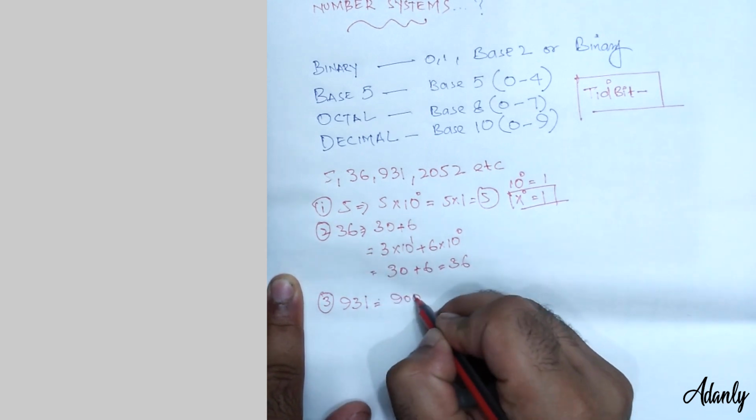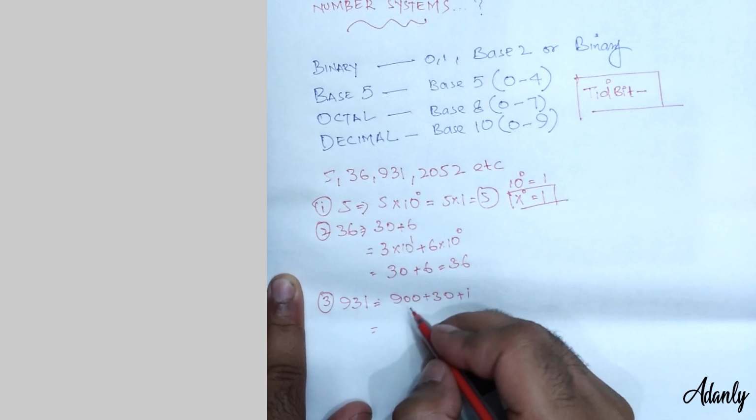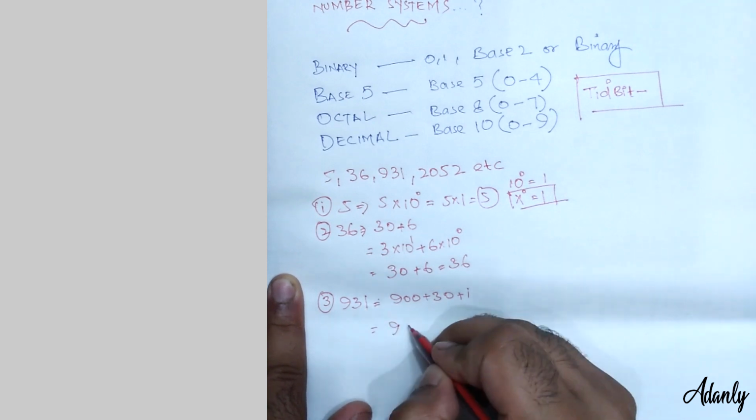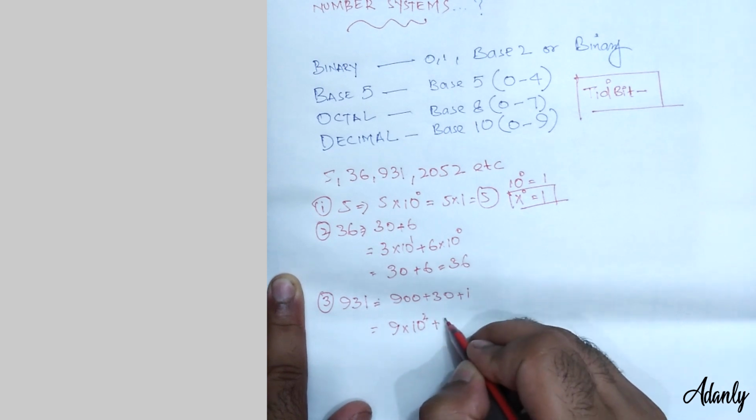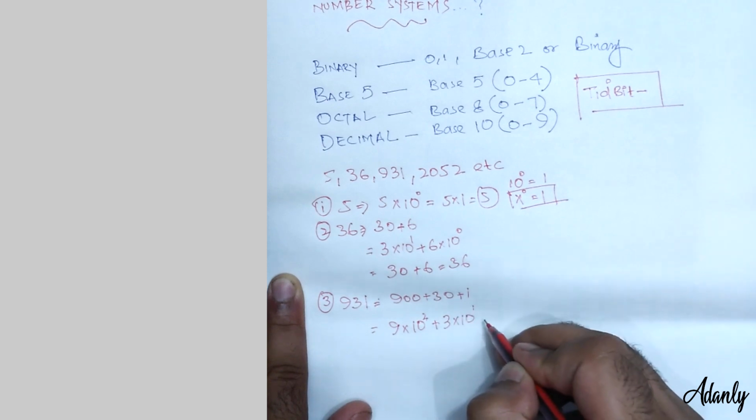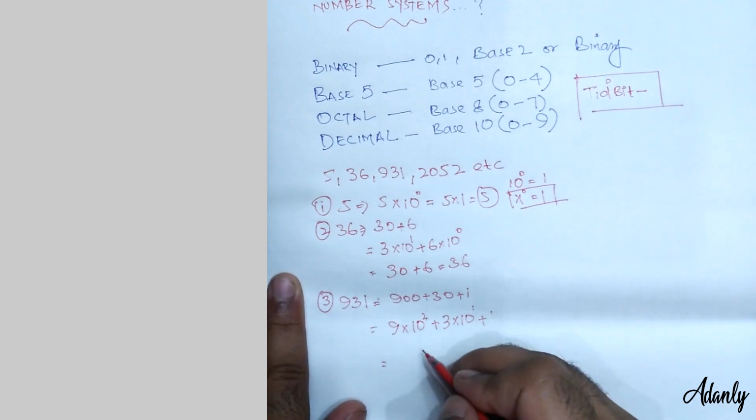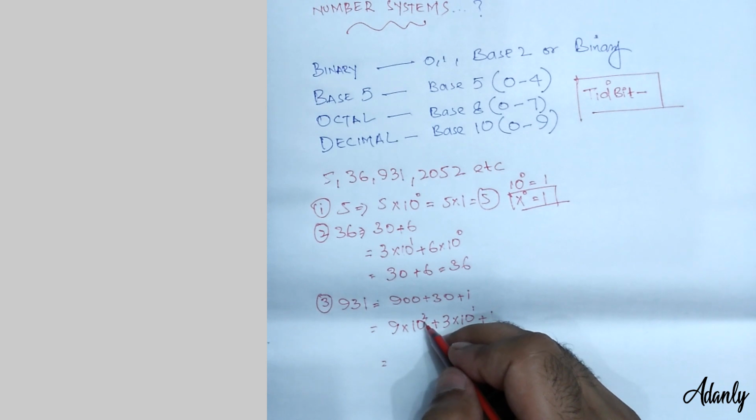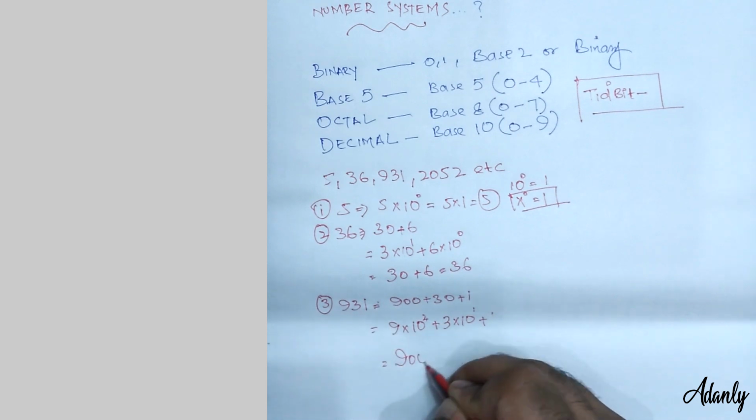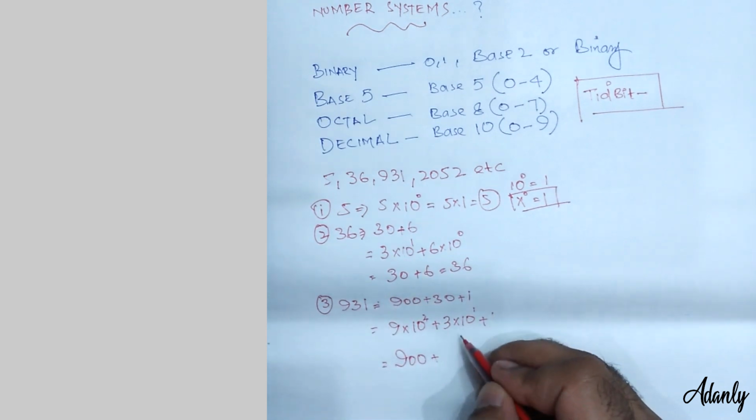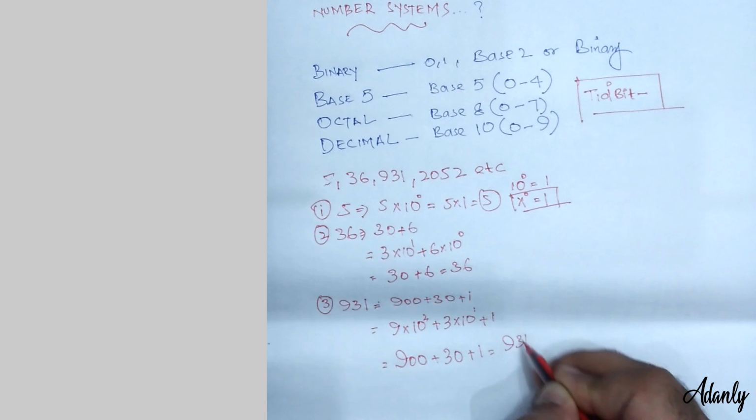931 will become 900 plus 30 plus 1, which will further get split into 9 into 10 raised to the power 2 plus 3 into 10 raised to the power 1 plus 1, which will become 100 into 9, which is 900, plus 3 into 10, which is 30, and of course this 1, which will again become 931.